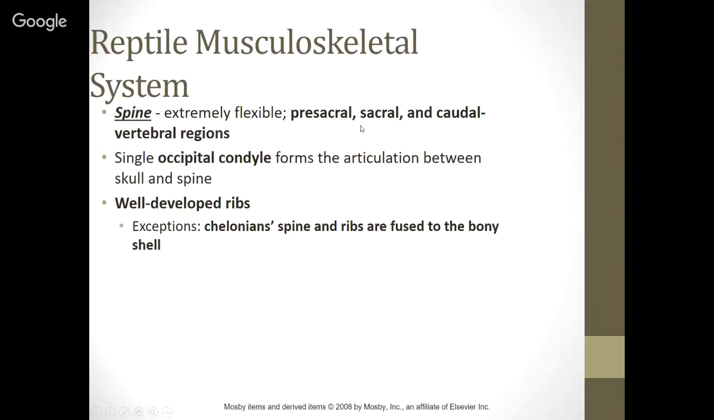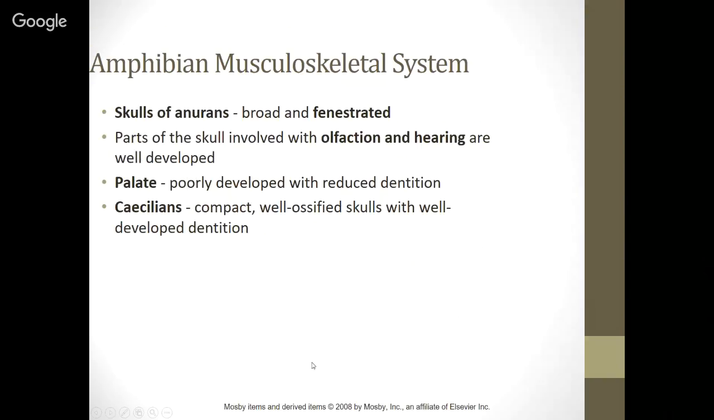We have a presacral, sacral, and caudal vertebral region. There is a single occipital condyle that forms the articulation between the skull and the spine, which allows a greater movement of the head. We have well-developed ribs, with the exception of the Chelonian. The turtles and tortoises' spine and ribs are fused to that bony shell.